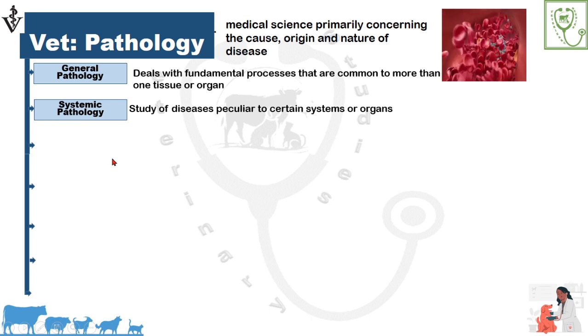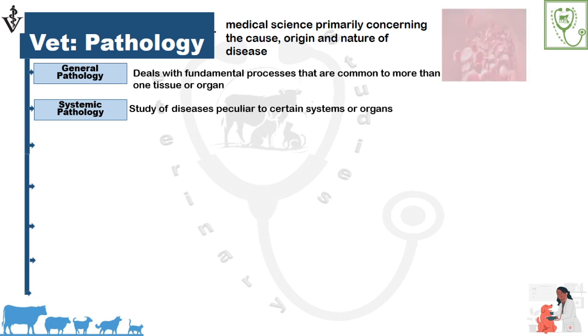Second one is systemic pathology. In this we study the diseases which affect particular systems of the animal body. Suppose we are studying the diseases of the respiratory system, then we have to study all the diseases which are concerned with the respiratory system. Then we turn to the next system and so on.